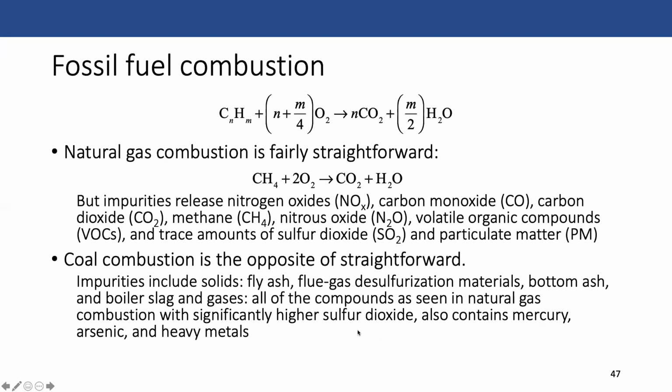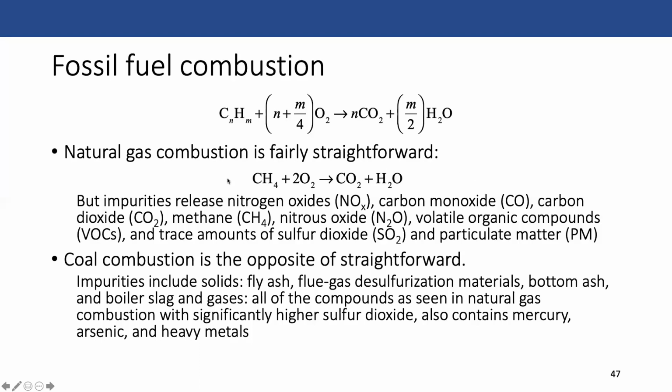If you remember that molecule that I showed way at the beginning of lecture, those vary a lot from coal to coal, so there isn't really a chemical formula that we use from here. But a lot of the impurities include both solids and gases. So you'll have fly ash, flue gas, bottom ash, boiler slag.